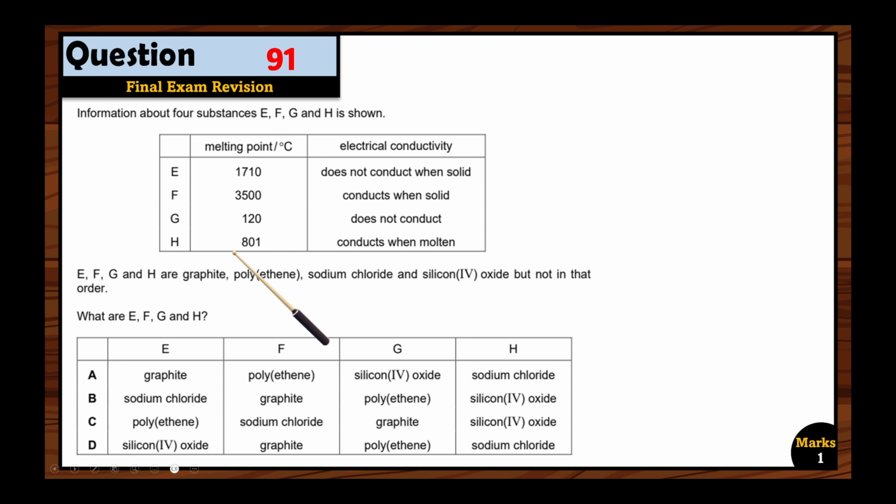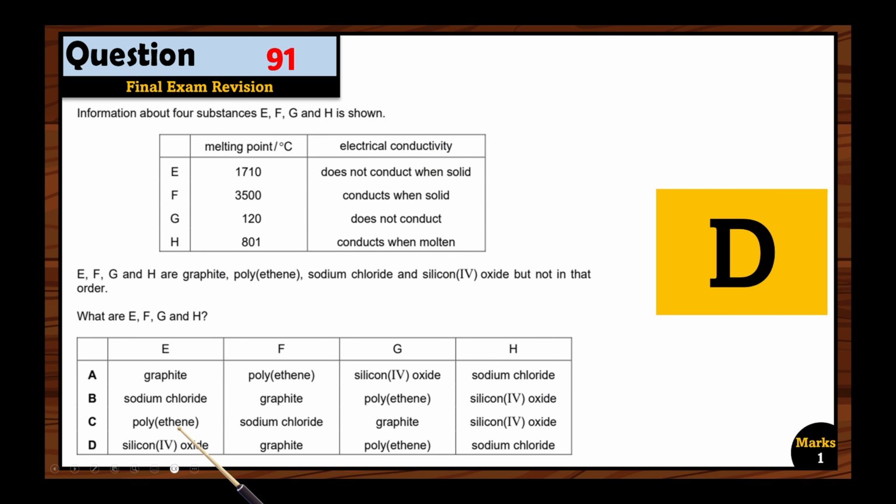So now if we see all of them, then graphite, we have options sodium chloride, we have silicon oxide and polyethylene, right? If you see, it's a giant structure. This one is also a giant structure. This one is also a giant structure. So polyethylene, because it's a plastic. So see, wait a minute.